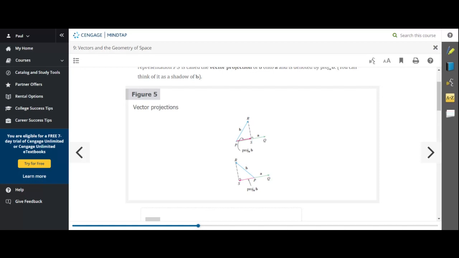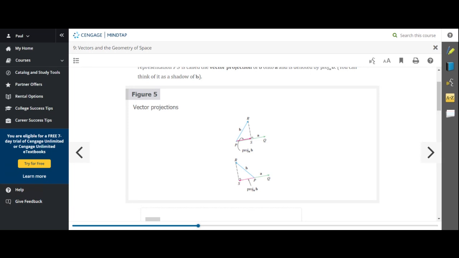Has anybody seen projections in maybe one of their other classes? Projection vectors? Okay, Christopher has. Robin, Eric. Okay, all right. Very good, very good.